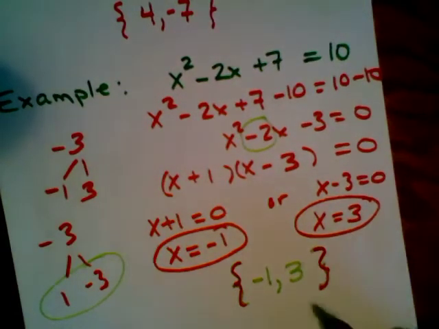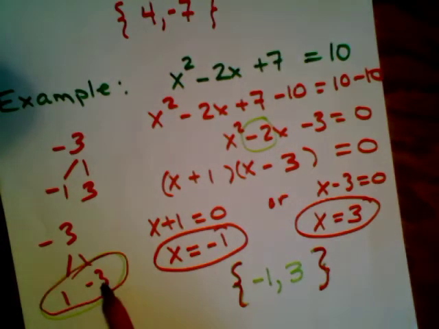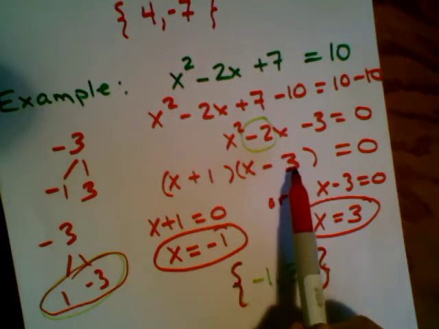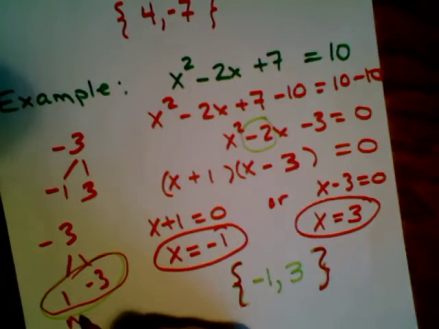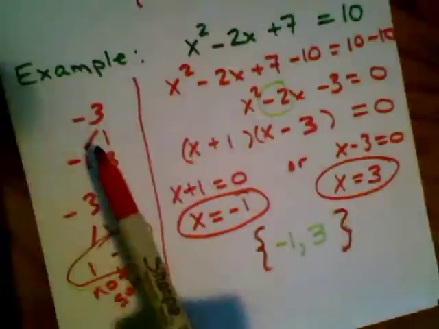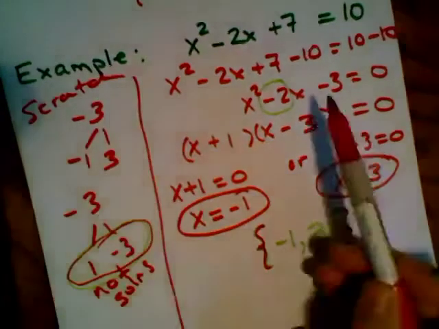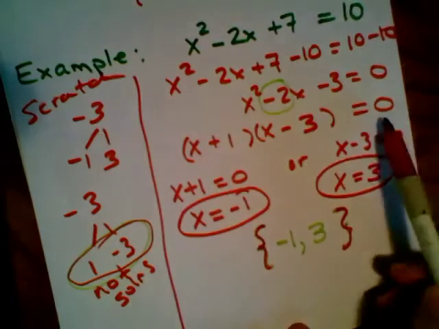Okay. So when I was doing the shortcut and finding the numbers to plug in for the binomials, those were not solutions. This left-hand column is just scratch work to rewrite my third equation as a factored equation.